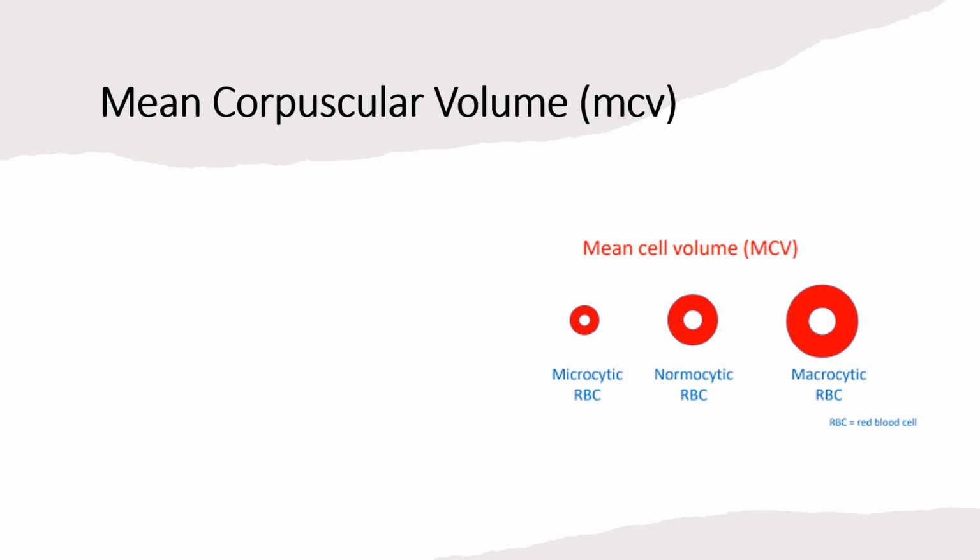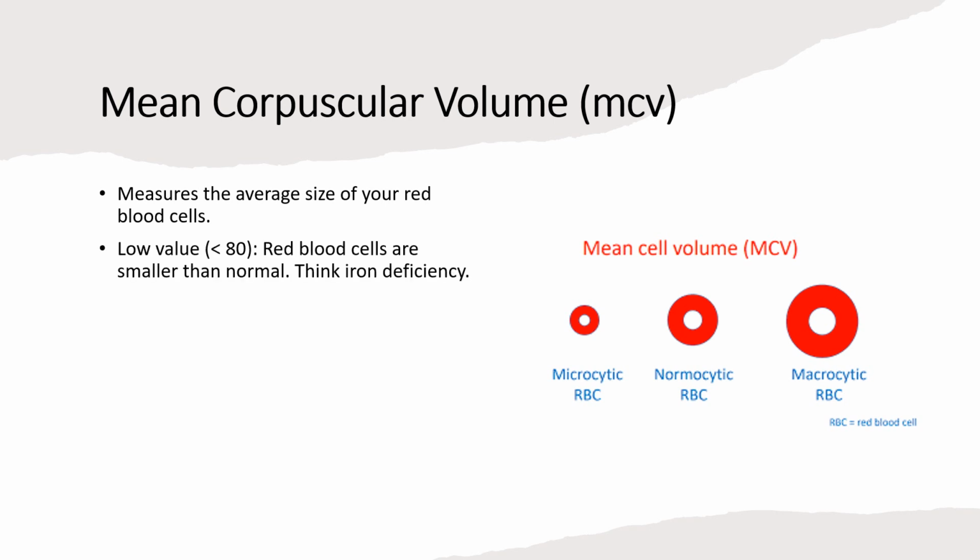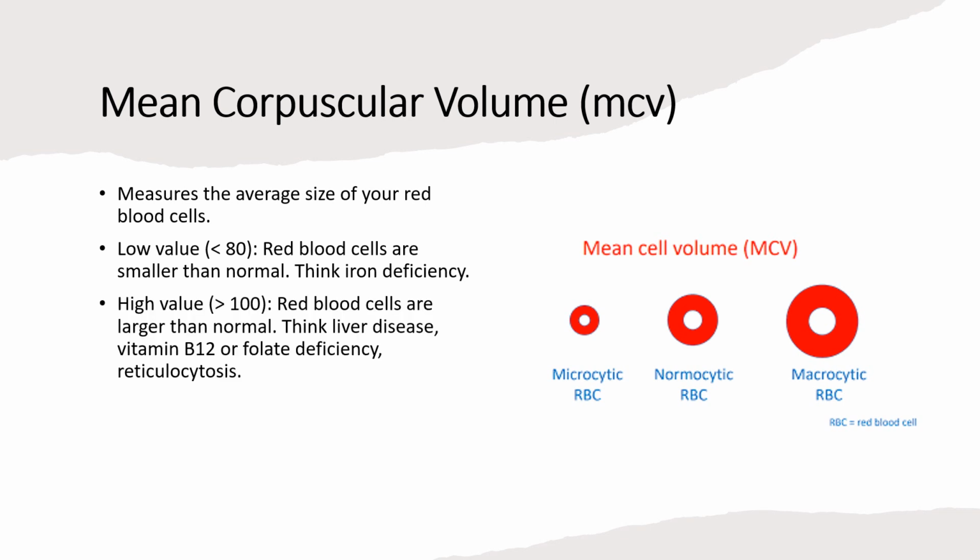The CBC also reports something called the mean corpuscular volume, or MCV. This measures the average size of your red blood cells. If the MCV is low, say less than 80, these red blood cells are smaller than normal, and this can be seen in the setting of iron deficiency, although there are other causes as well, such as lead poisoning and a genetic disorder known as thalassemia.